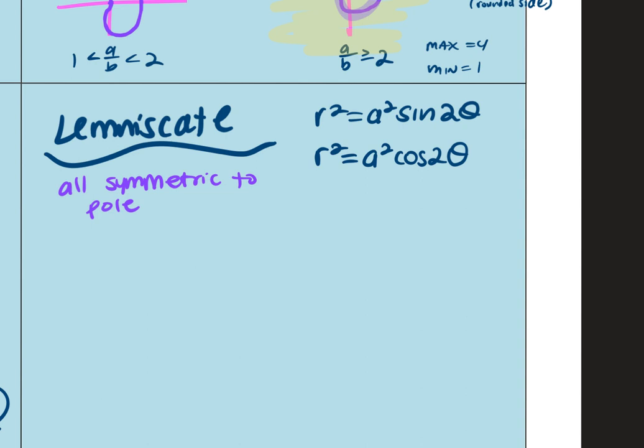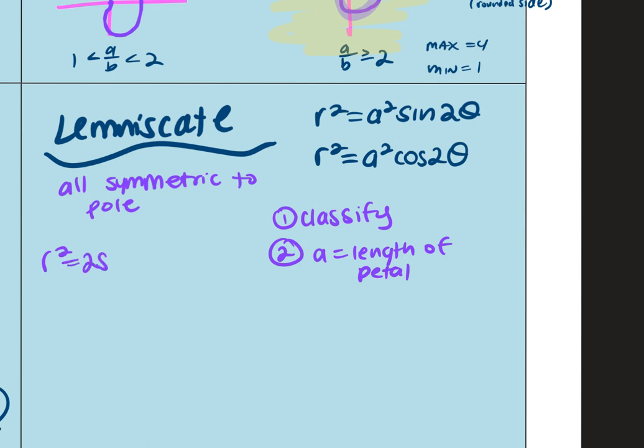So for these, 1, we classify. 2, we find the length, or the longest r, which I call a petal. It's not the official term because it's not a rose. But I find a, that's the length of the petal, or loop, or whatever you want to call it. Notice in the equation it's squared. So if my equation said r squared equals 25 sine 2 theta, then my a is 5. You have to square root it.